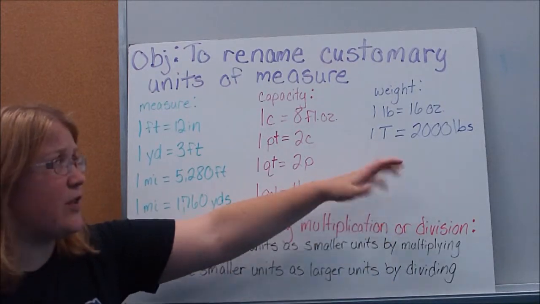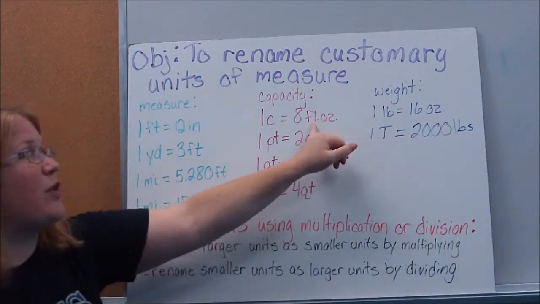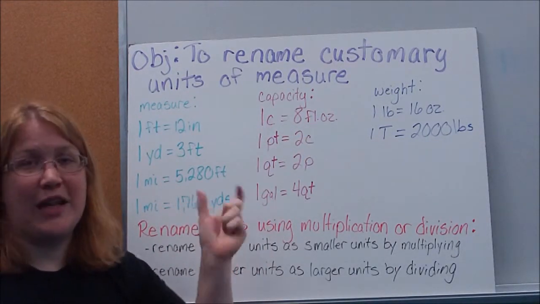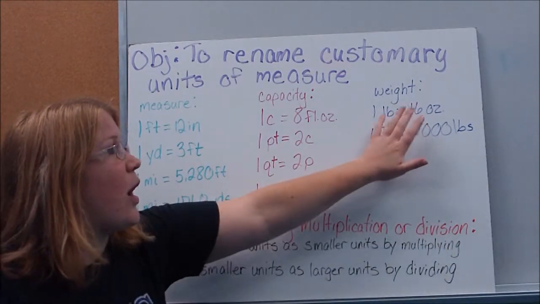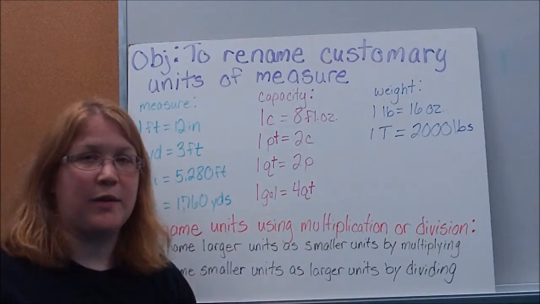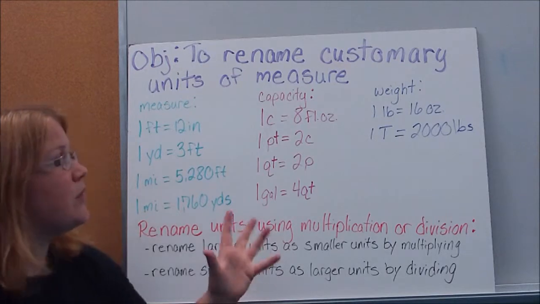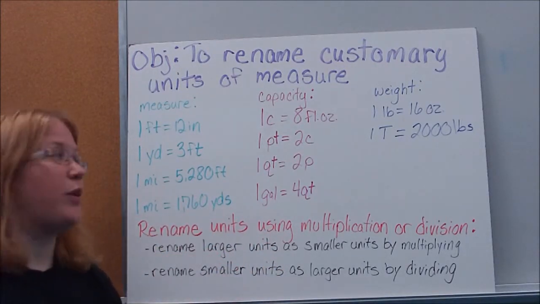And our last unit is weight. And don't get confused here because weight is in ounces. If we're talking about capacity, it's fluid ounces. So make sure you're paying attention to those two and don't get fluid ounces and ounces confused. So 1 pound is 16 ounces. 1 ton is 2,000 pounds. Okay, so there's just a couple of them there. Nothing too daunting to remember there. But I have great faith in you. You can all learn all of those, I'm sure.